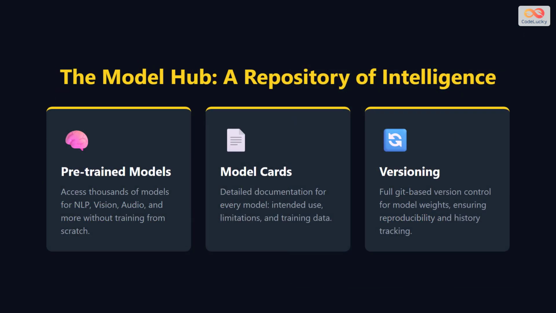At the core of the ecosystem is the Model Hub. This is a repository hosting hundreds of thousands of pre-trained models. Each model comes with a model card, which is documentation explaining what the model does, its limitations, and how to use it. It also features built-in version control, ensuring you always know which version of a model you are working with.